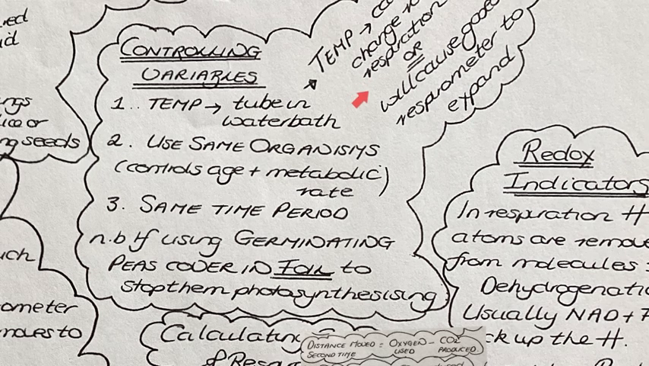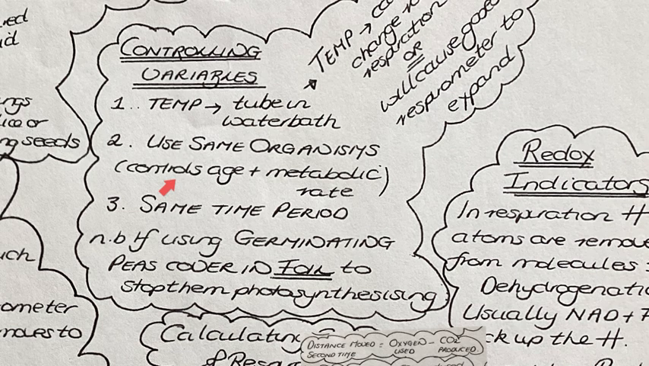Respiration increases with temperature. And another thing is, if it is very warm in the room, the gases inside that respirometer will expand and the bubble will move because the gases have expanded, not because carbon dioxide has been produced. So you need to keep the temperature constant.